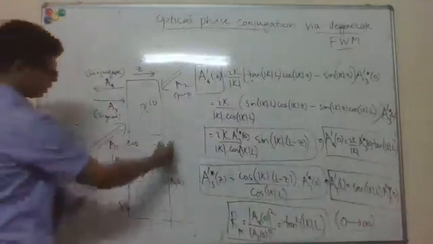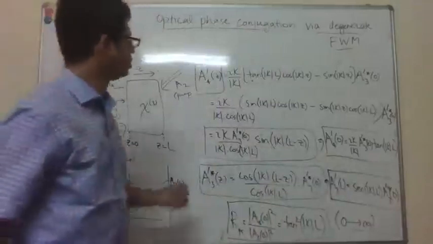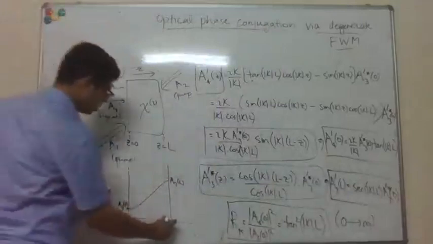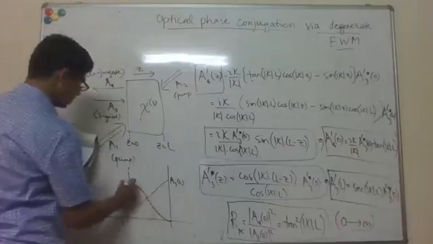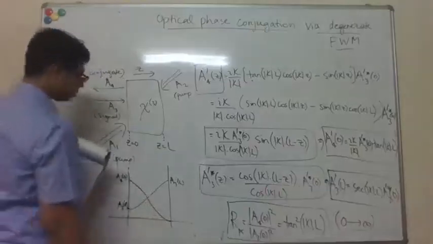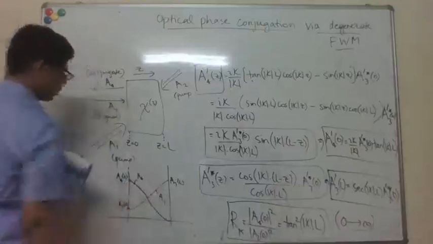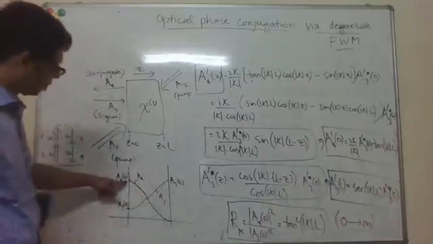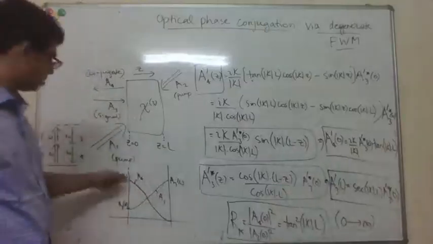And the conjugate wave starts from 0 at L. It's traveling in the backward direction, and then it goes up and finally reaches some value, A4 at 0 here. This is A4, A3. The reflected A4 in magnitude can be much bigger than the input A3. So that's the reflectivity.